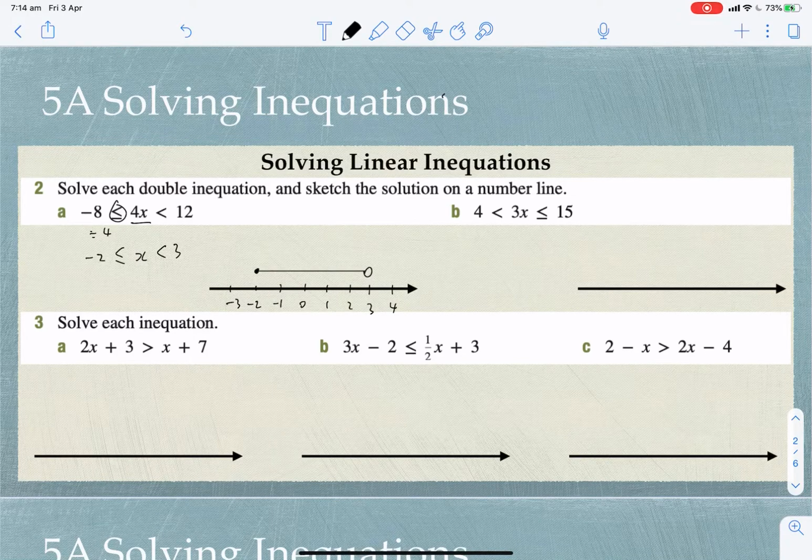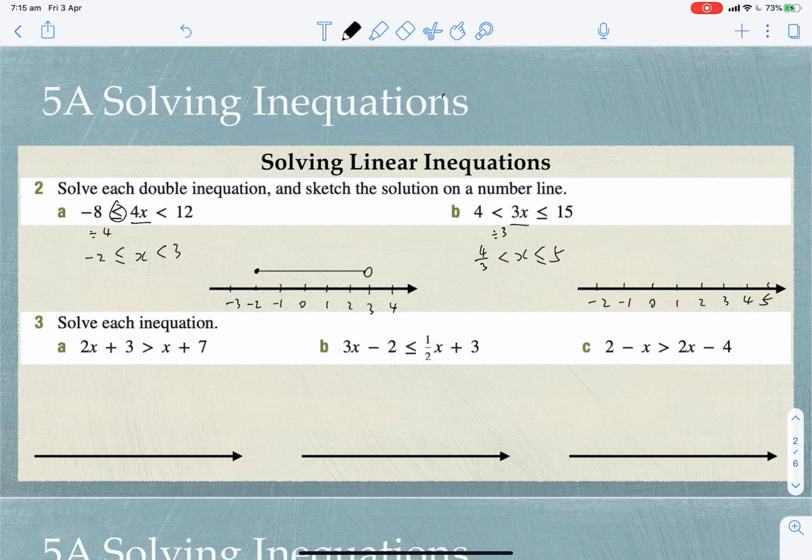Same with the next one. So 3x, we'll divide every term by 3, so that will give negative 3 less than x less than or equal to 5. Okay, so let's actually draw that down. Let's draw a few dots first. So negative 2, negative 1, 0, 1, 2, 3, 4, 5.